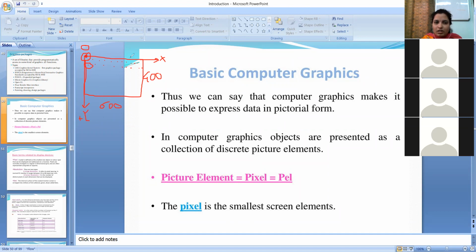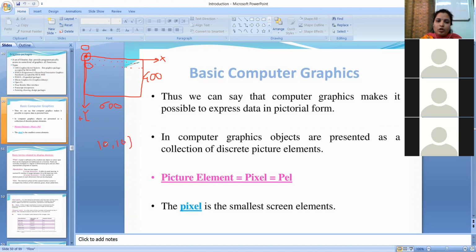This whole screen is acting as your first quadrant, where x and y values are both positive. So this whole screen is now converted into your first quadrant, where you are able to represent all positive x and y values. The top left corner is acting as the origin. So if I want to plot a point, let's say 10, 10.